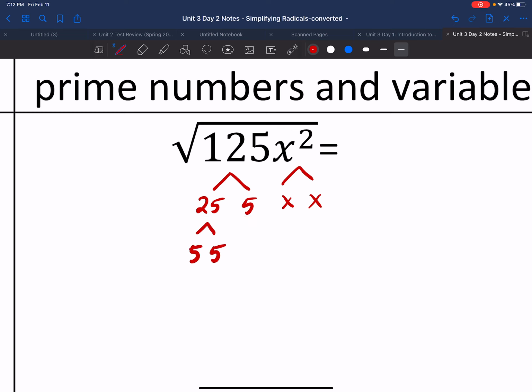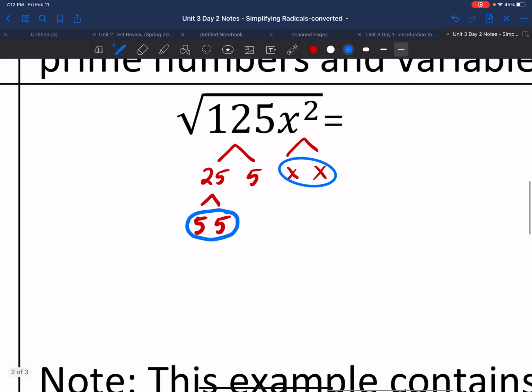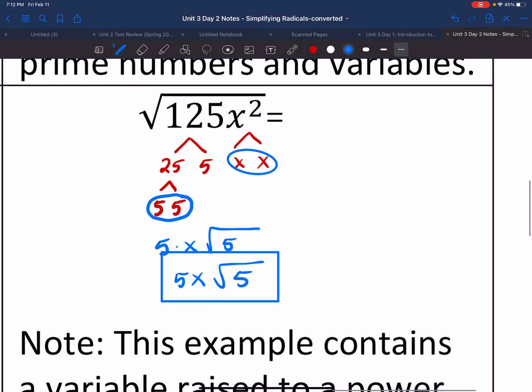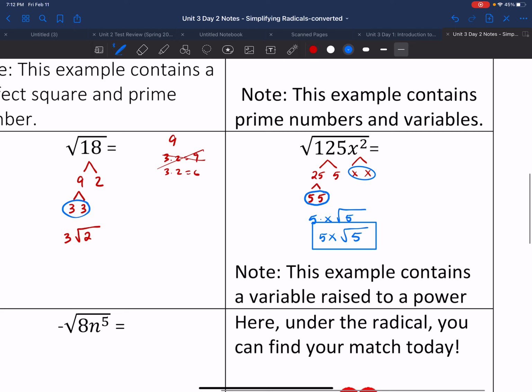And then I'm going to go ahead and circle my numbers that have a pair. So this has a pair, this is a pair, and that is a pair. So that means one 5 goes outside of the radical, and one x goes outside of the radical. And then what's left is just going to remain as is. So I have 5x times the square root of 5. This is my answer. Okay? All coming together, hopefully.